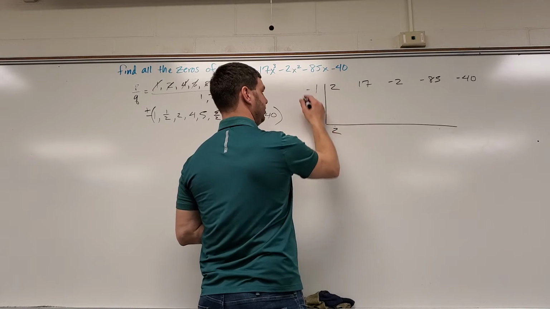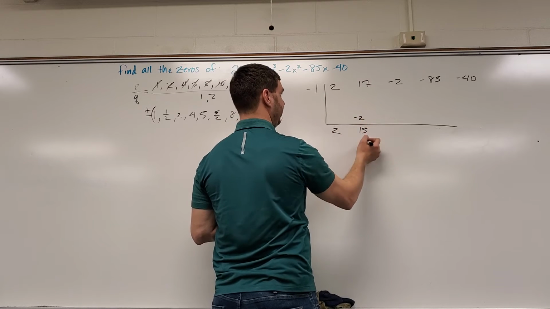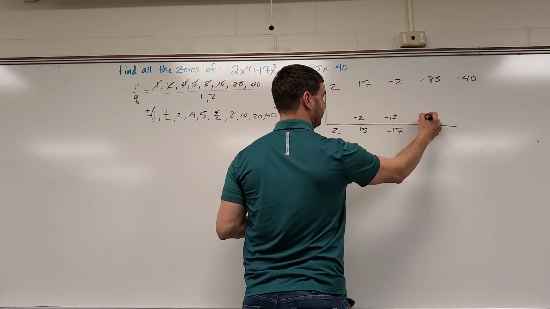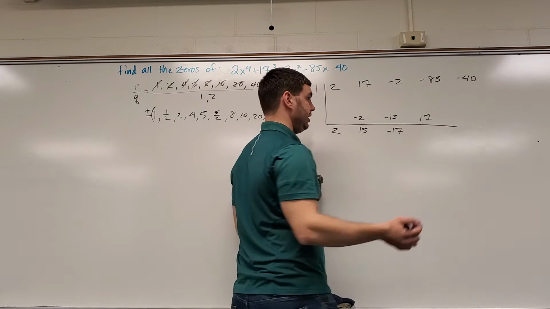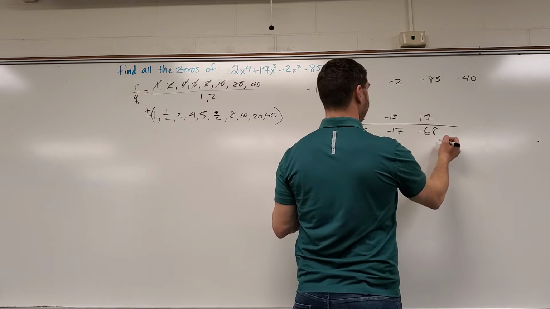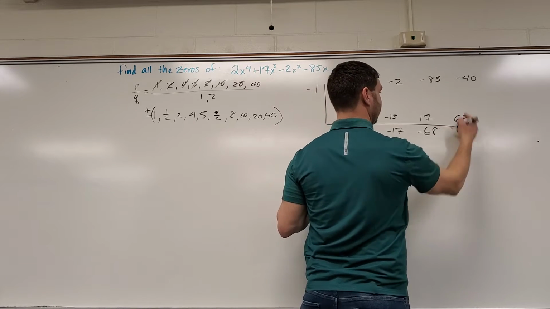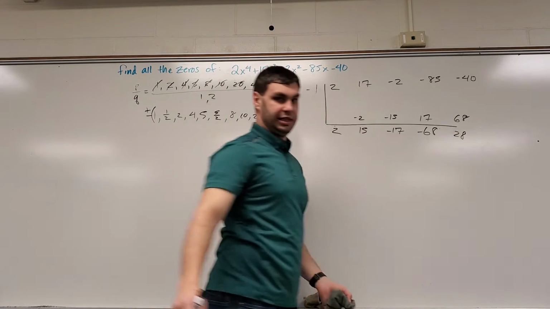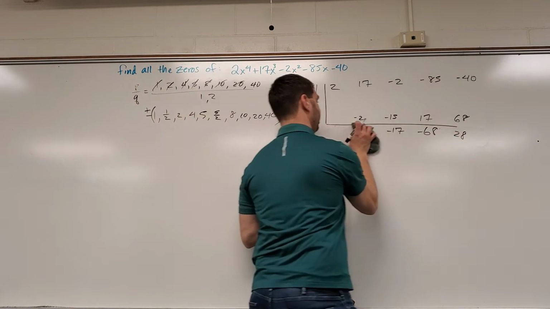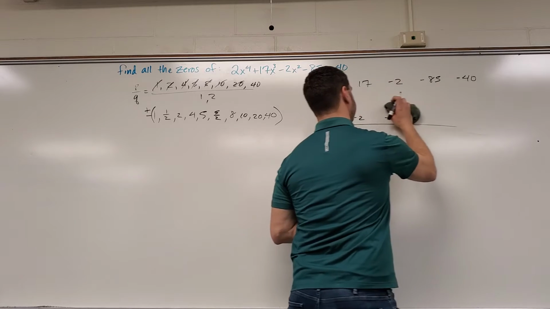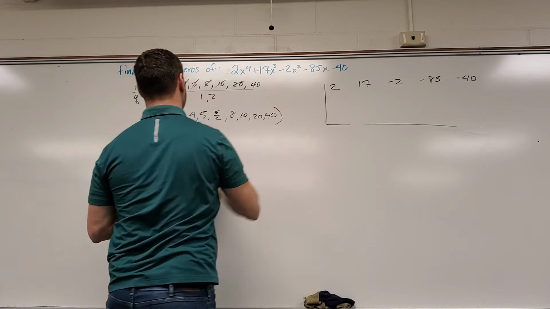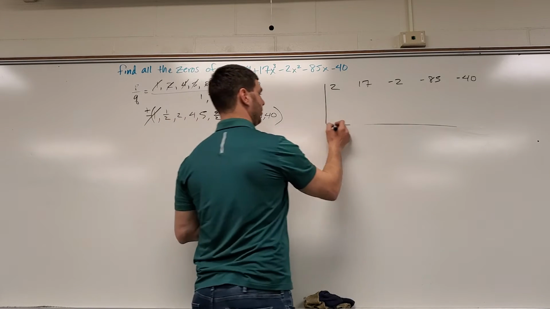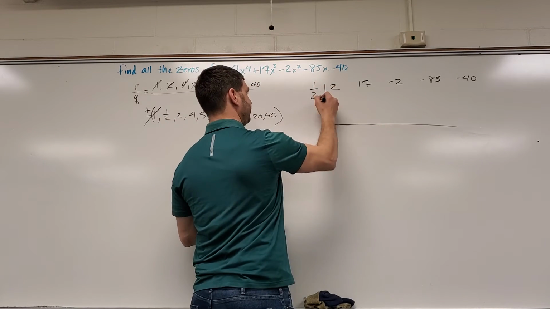Bring down the 2. 2 times negative 1 is negative 2. Down to 15. Negative 15. So negative 17, positive 17. 68 again, negative 68. And that would be positive 68. Again, this gives us 28. Does not work. We need that to be a 0. Okay? Keep working down the list. So after 1, positive, negative 1, I can cross that out. Let's try 1/2.